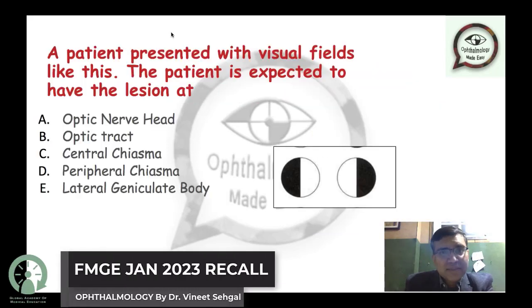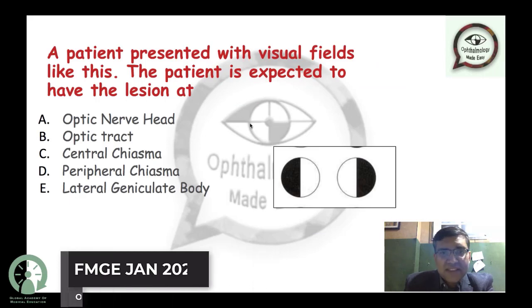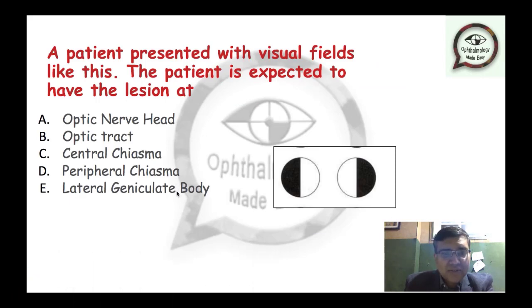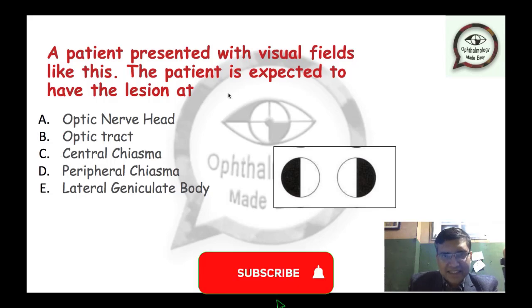The second question was a patient presented with the visual field like this. The patient is expected to have the lesion at which part of the visual pathway? You can see here there is a bitemporal hemianopia. Whenever there is a bitemporal hemianopia, that means that the nasal fibers of both right and left side are involved. You can see the various types of visual pathway defects in our lectures of neuro-ophthalmology. So the answer is very simple here, that is central chiasm.